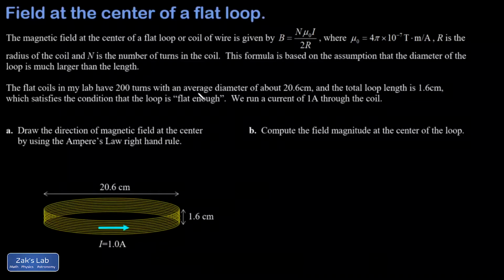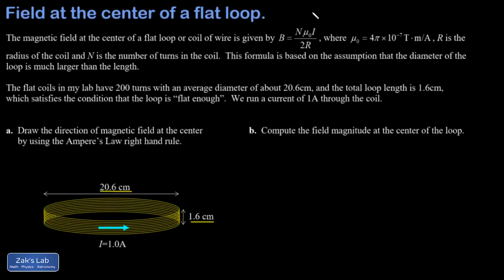This is just a quick video on the magnetic field generated by a flat loop. The assumption here is that the length of this thing, in other words, this 1.6 centimeter dimension, is much less than the width of it, the diameter, 20.6 centimeters. So this one qualifies as being flat enough to be flat.